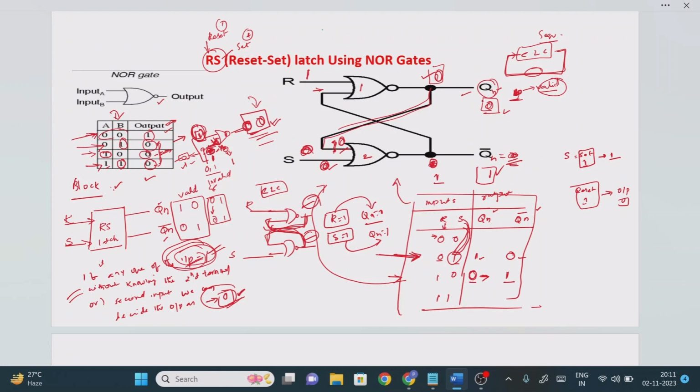So this is what we call the reset condition. Why reset condition? Because here R is activated, so it is the reset condition. And in the earlier case, which one was activated? Here S is activated. Set is activated means output should be 1. This is what we call the set condition, right?